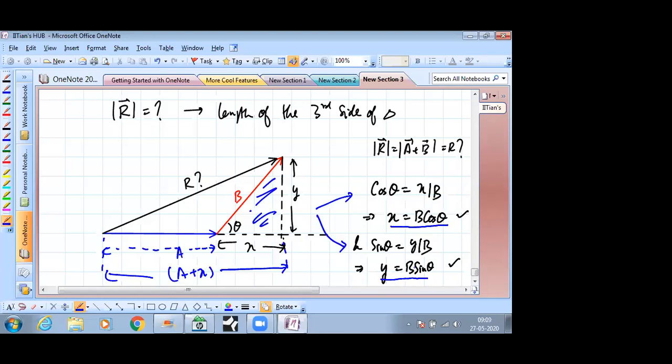Okay, so hope this part is clear, how we got x and y from here. Now next we'll see how we'll solve the larger right angle triangle to get the magnitude of R. Okay.